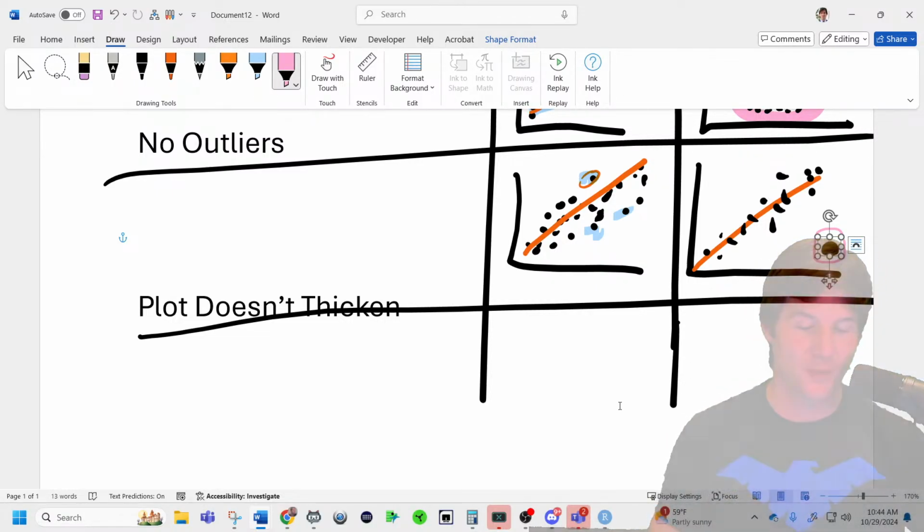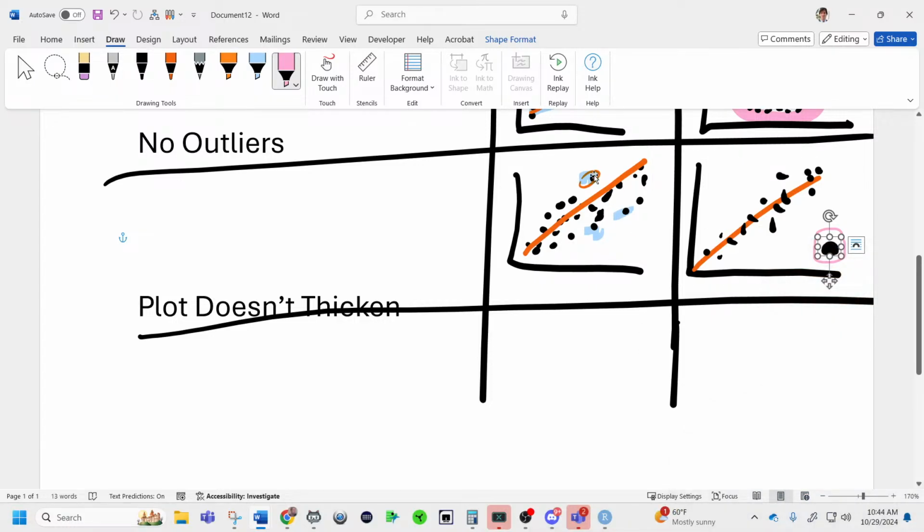So an outlier is something that deviates from the trend. We won't make it a small one. We'll make it an obvious one. So for the no outliers condition, look for things that are extreme. Next is the plot doesn't thicken condition. When we say plot doesn't thicken, no outliers is pretty self-explanatory. There's no outliers.